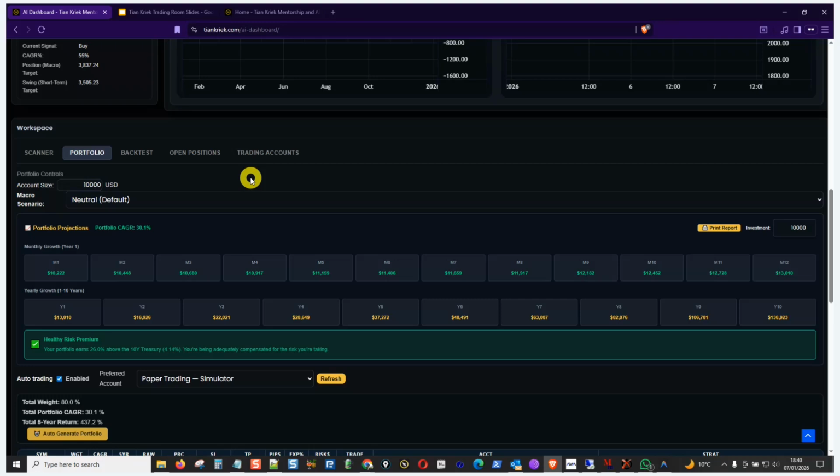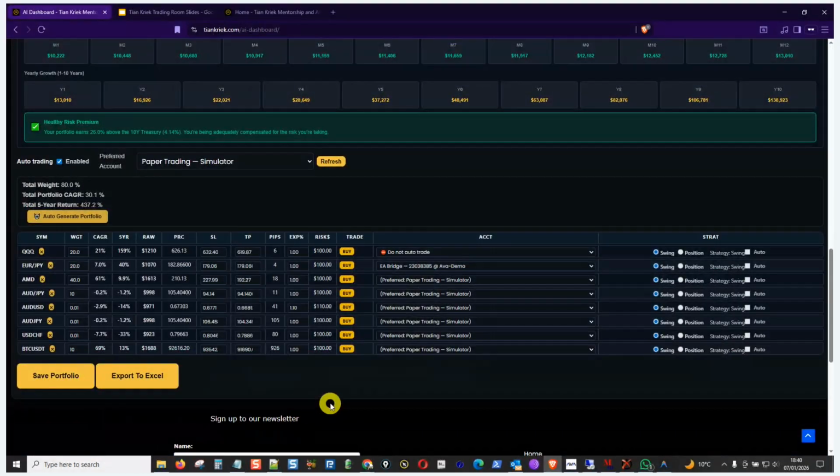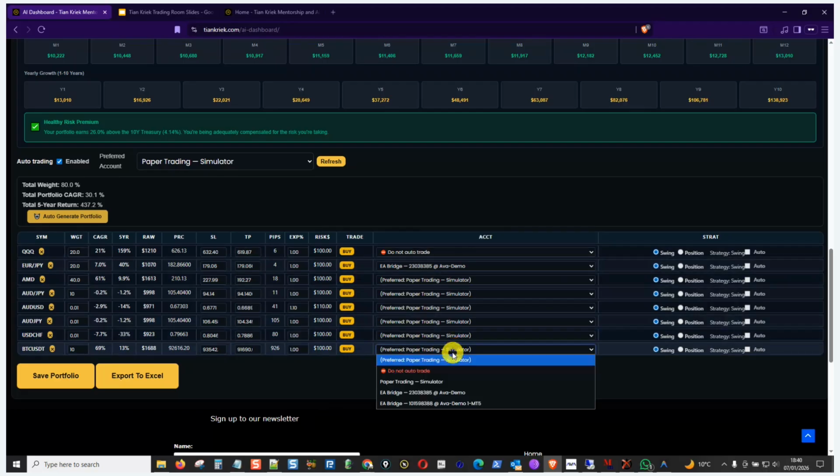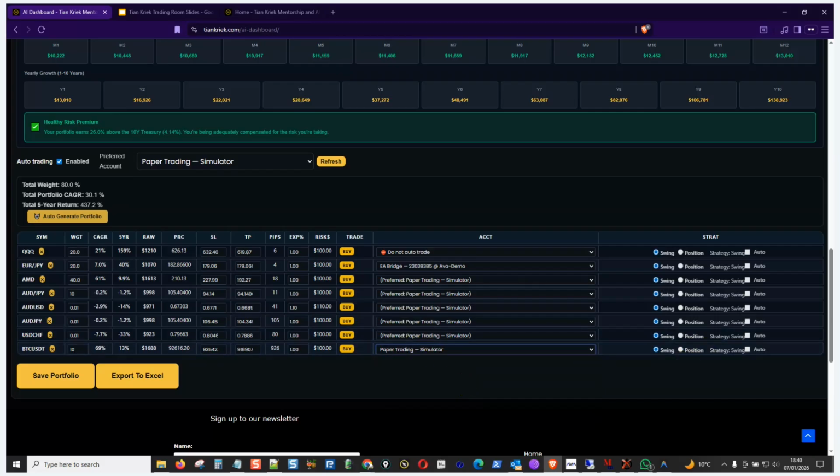You can go and change that according to your portfolio size. And then I can select the preferred account to auto trade this on. So I can select do not auto trade or select the paper trading account or whatever other brokerage account I have selected here. Let's say I want to select paper trading. I'll just click on that. And then I can go and select which strategy I want to deploy, the swing trading or the position trading strategy. And again, if I want to auto trade this.